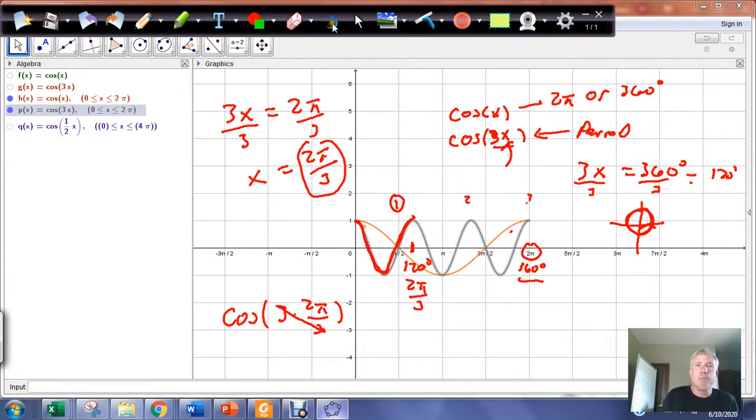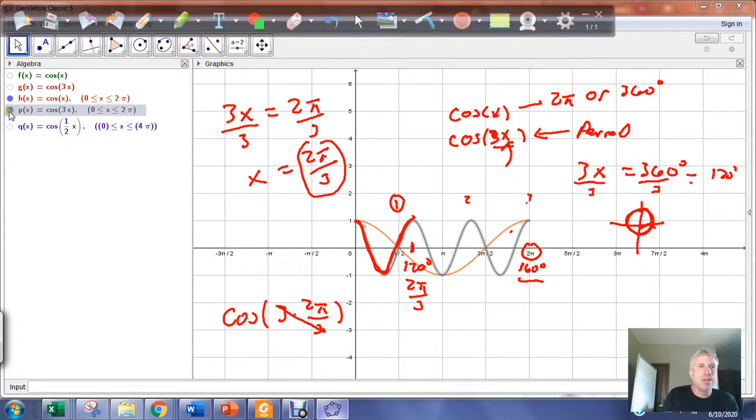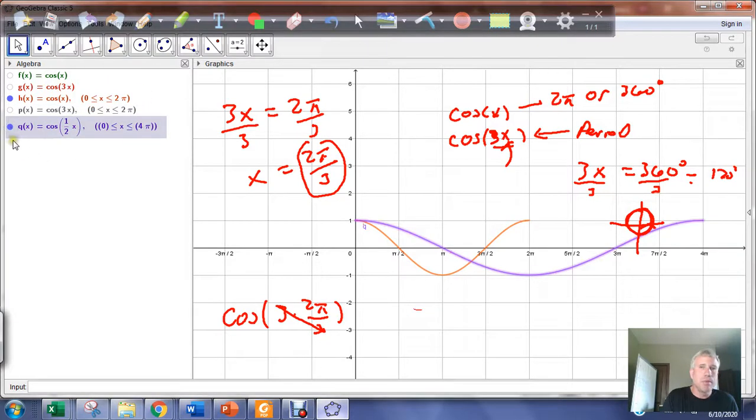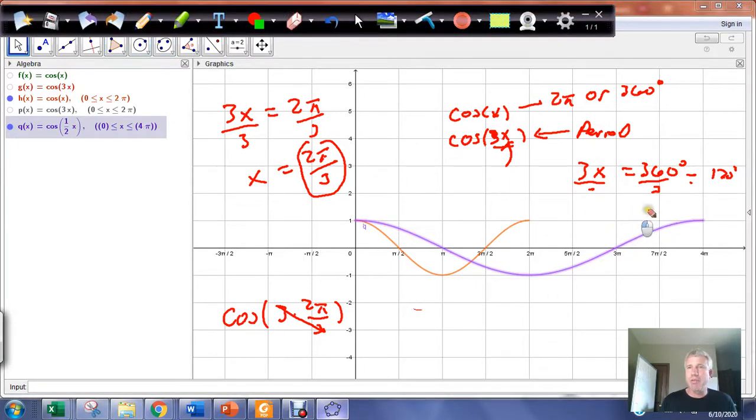So if we turn the cosine of 3x off for a minute and erase some of this garbage here, if I can get the eraser to turn on for me, there we go. So erase the stuff for the cosine of 3x. We could look at what happens to the function cosine of 1/2 x. So here's the cosine of 1/2 x. Let's graph it. There it is. And we'll get some of this other stuff out of the way. Turn the pen back on if I can.